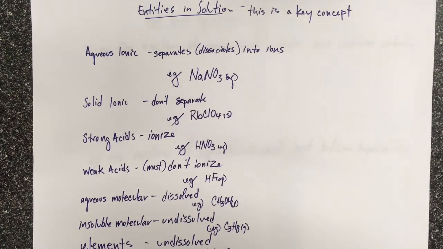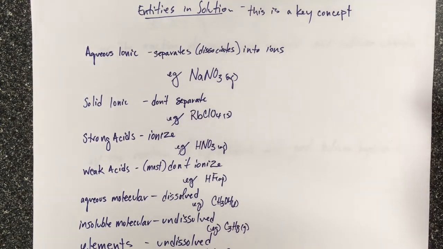Right, in this video we're going to review entities in solution. If you're in Chem 20, this is a new concept, and if it's Chem 30, we're looking at this in the redox unit. This is an essential skill for dealing with the redox unit in Chem 30, and we preview it in Chem 20.